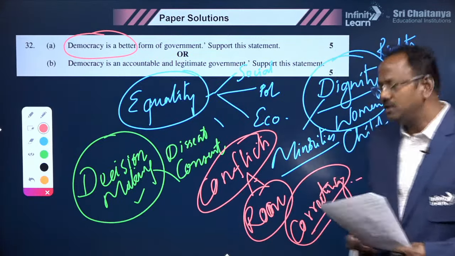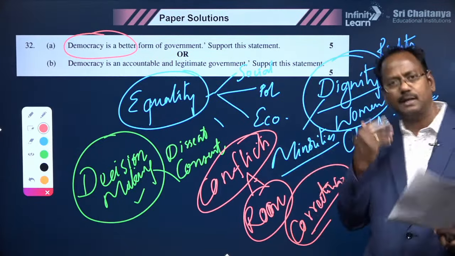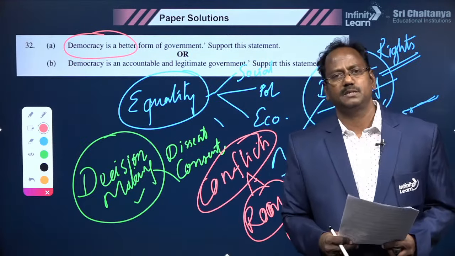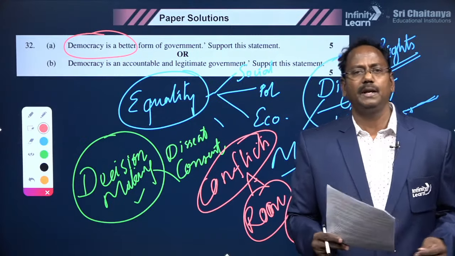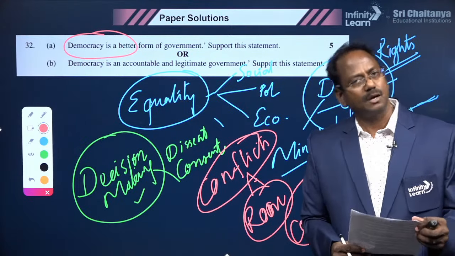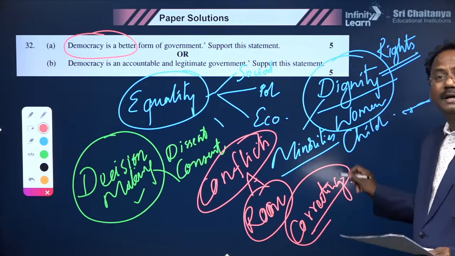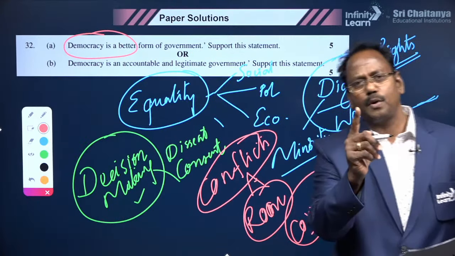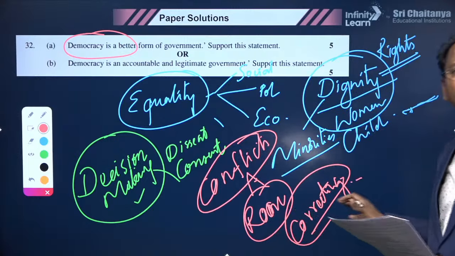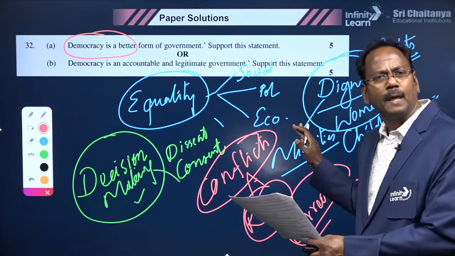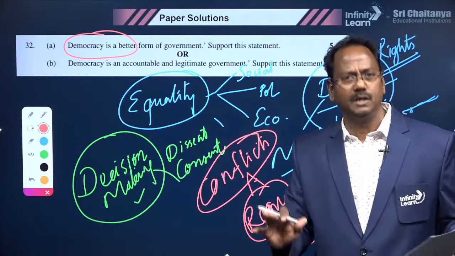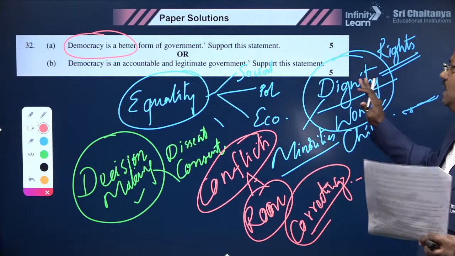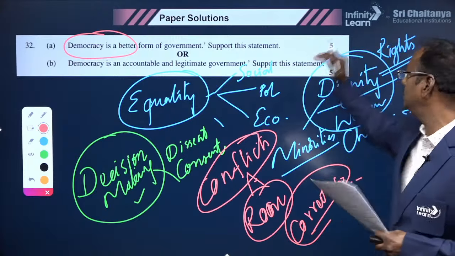In all of this administration, in the welfare of the people and in governance, sometimes we may make some mistakes. It is true. Nobody is away from this. Mistakes are common, but here there is room for correcting them. Democracy alone produces this kind of governance. No other system of governance gives these many advantages. We strongly say that. You have to explain, children. This is a 5-mark question.